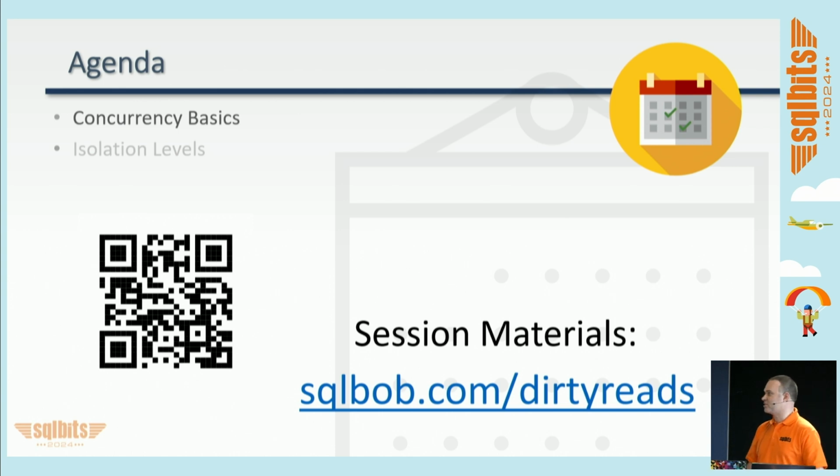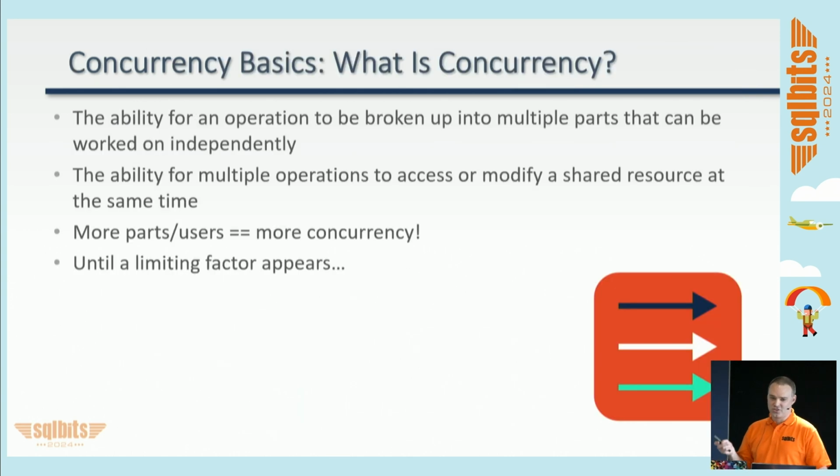So we're going to go back to computer science class for a few minutes here, just to talk about what is concurrency. Concurrency is the ability for an operation to be broken up into smaller parts or chunks that can then be worked on independently of each other, perhaps at the same time. It is the ability for multiple operations to access or modify a shared resource at the same time, and the more parts you can break it up into and work on at the same time, the more concurrency you have. This is all well and good until some kind of limiting factor appears.